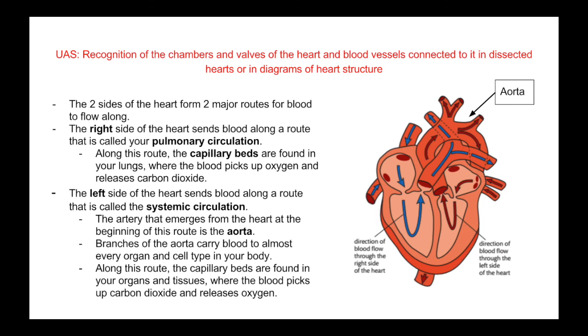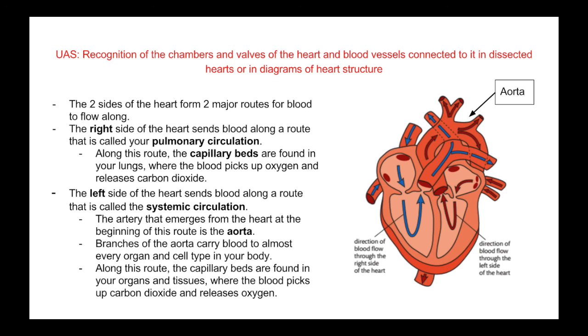The two sides of the heart form two major routes for the blood to flow along. The right side of the heart sends blood along a route that is called your pulmonary circulation. Along this route, the capillary beds are found in your lungs, where the blood picks up oxygen and releases carbon dioxide.